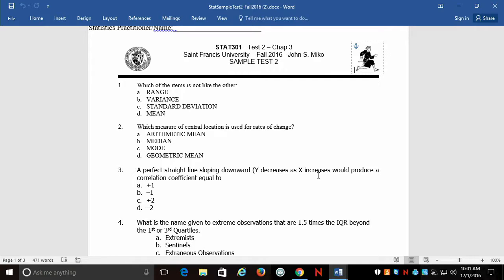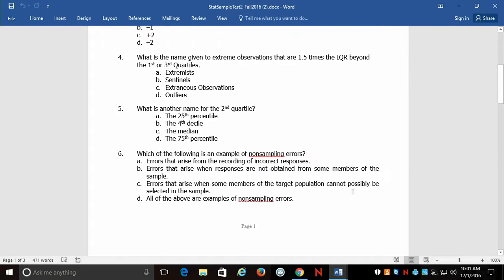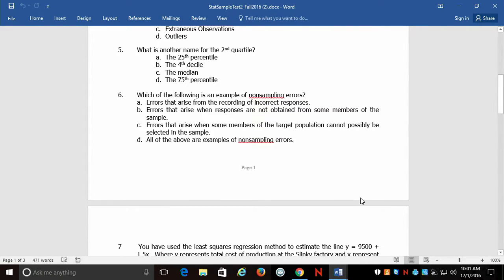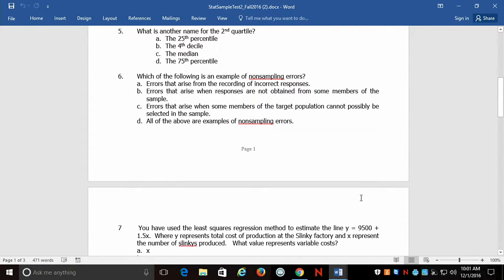A perfect straight line sloping downward, y decreases as x increases, will produce a correlation coefficient equal to -1. Very good. What's the name given to extreme observations that are 1.5 times the IQR beyond the first or third quartiles? What do we call those? Outliers. Very good. Another name for the second quartile: it's also known as the median. It's also known as the 50th percentile.